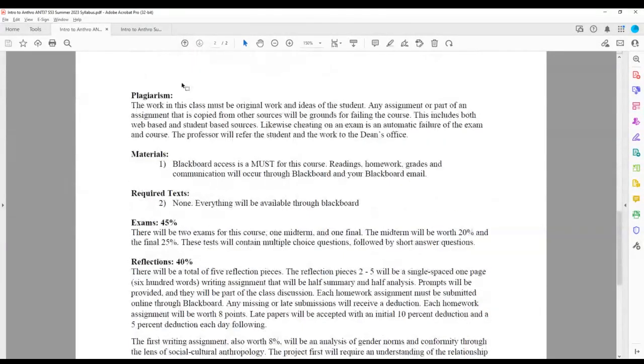Let's talk about plagiarism. The work in this class must be original work and ideas of the student. Any assignment or part of the assignment that is copied from other sources will be grounds for failing the course. This includes both web-based and student-based sources. Likewise, cheating on an exam is an automatic failure of the exam and course. The professor will refer the student's work to the dean's office.